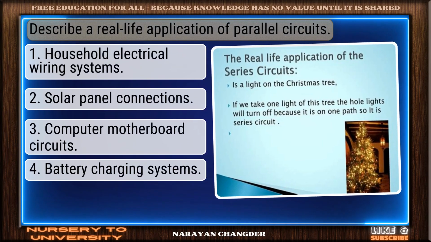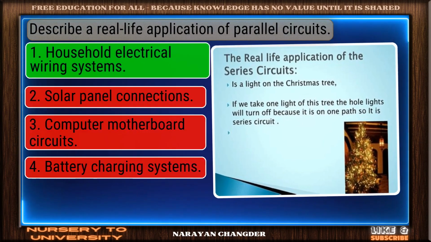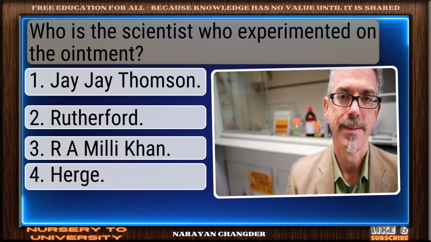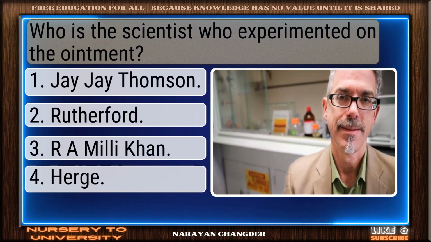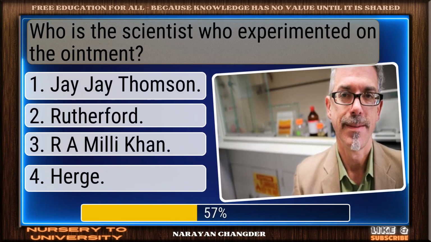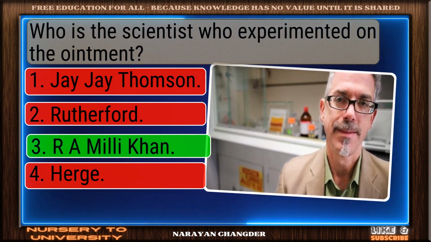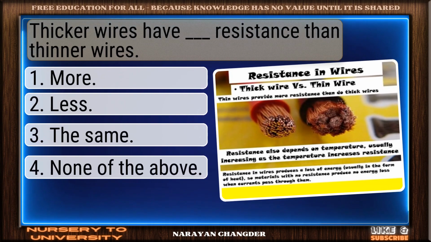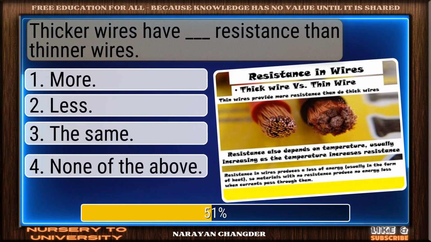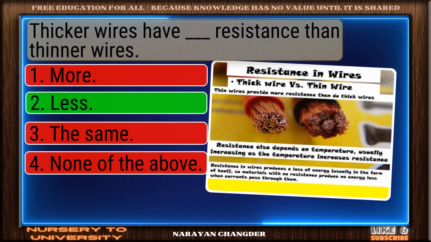Describe a real-life application of parallel circuits. Right again. Household electrical wiring systems is valid. Who is the scientist who experimented on the electron charge? A. Perfect. A. Millikan is the one. Thicker wires have dash resistance than thinner wires. Valid point. Less is true.